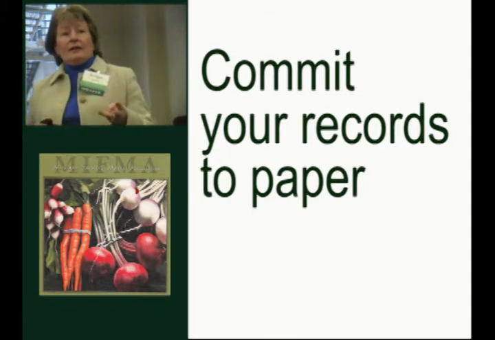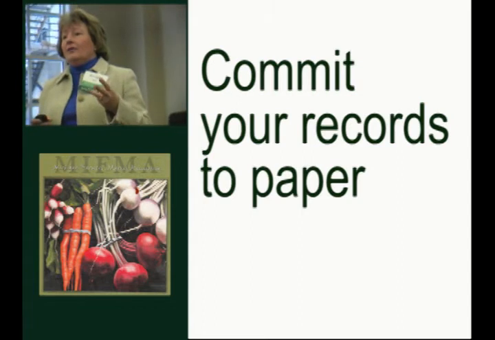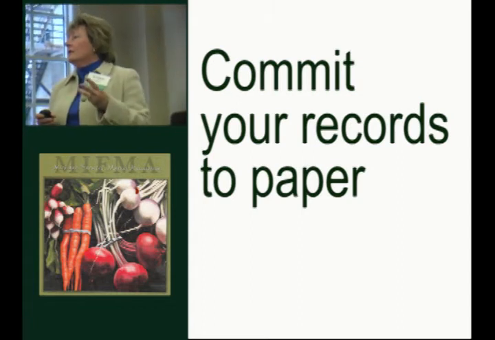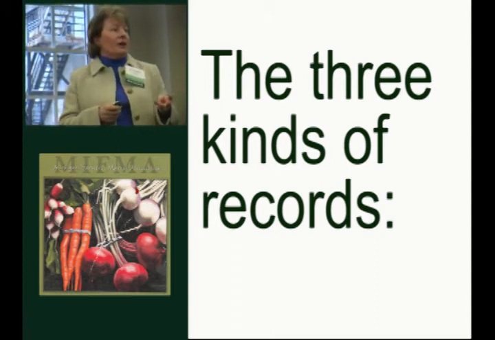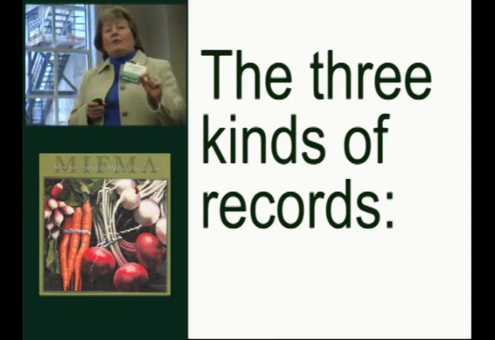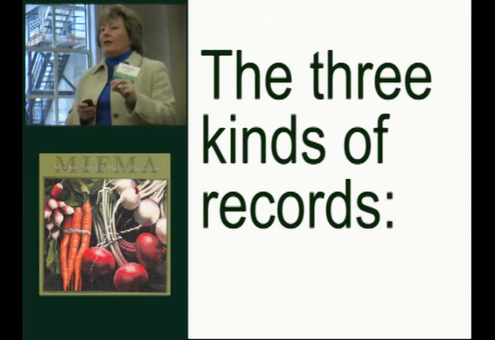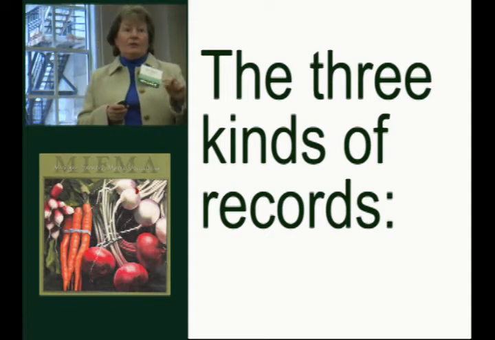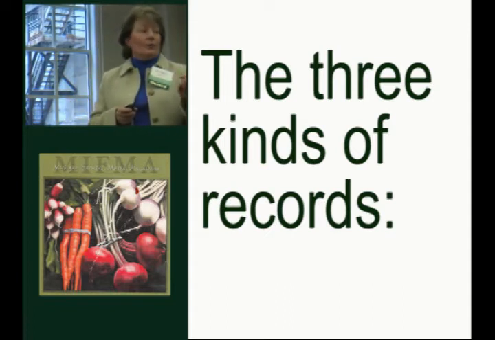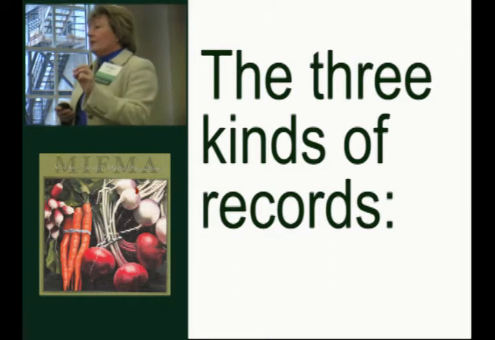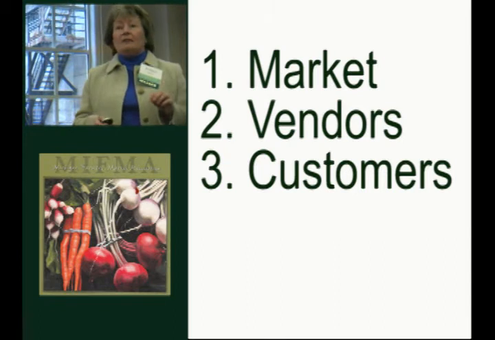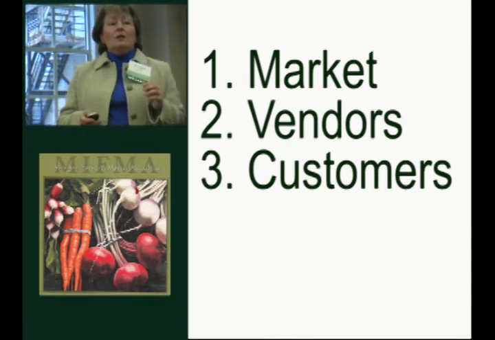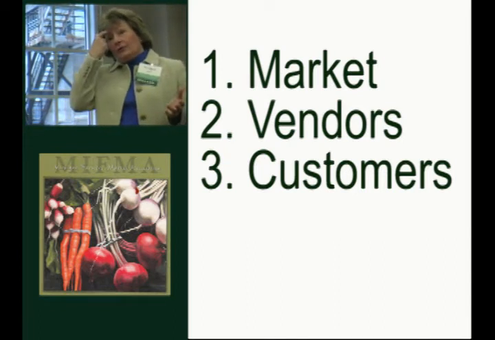So I want to start our discussion of records by thinking about the three kinds of records that we'll be keeping, or the three kinds of records that we'll talk about. You'll have records about the market itself, and we'll get into these in a little more detail. You'll have records about the farmers and/or the vendors, so that would be the second group. And then you would probably have some records about the consumers or the visitors or the patrons, or however you want to classify that. So let's talk about the records for the market.